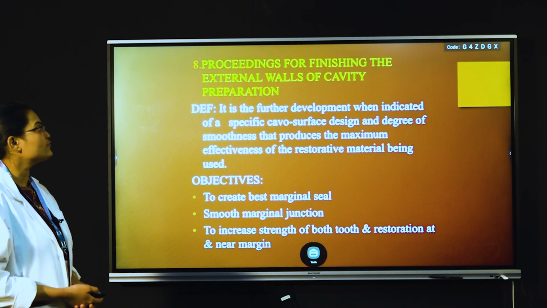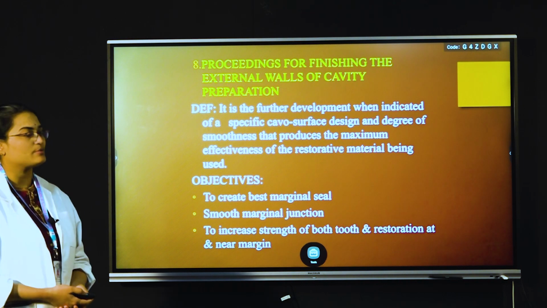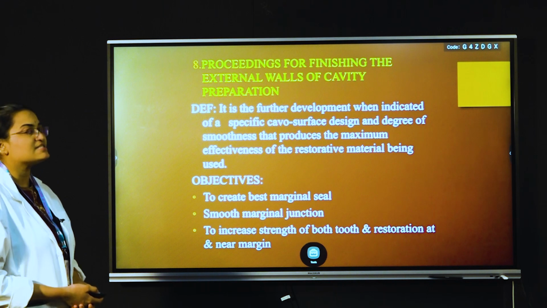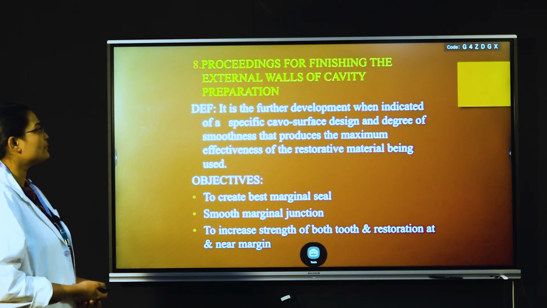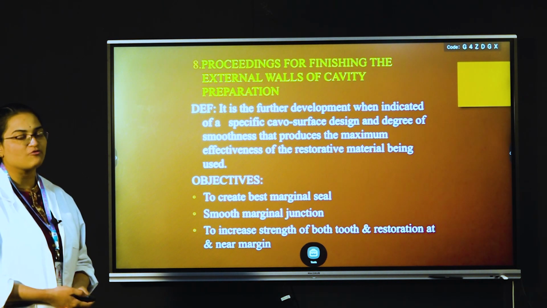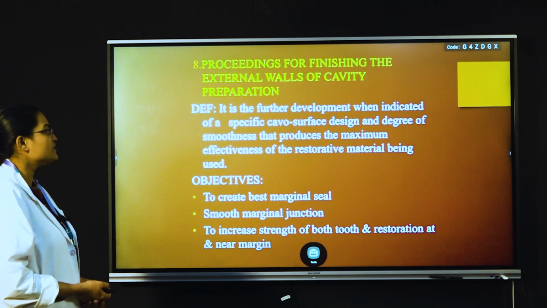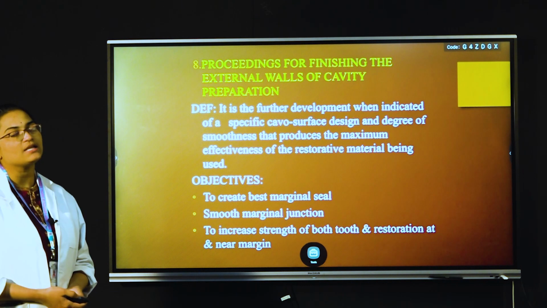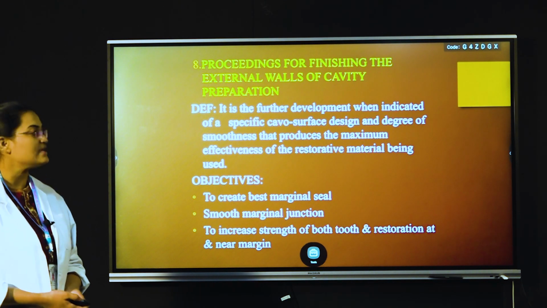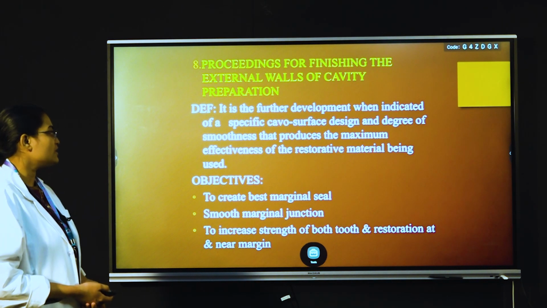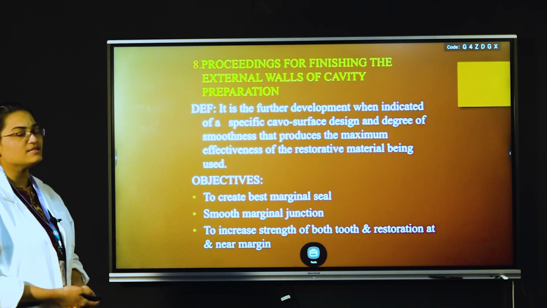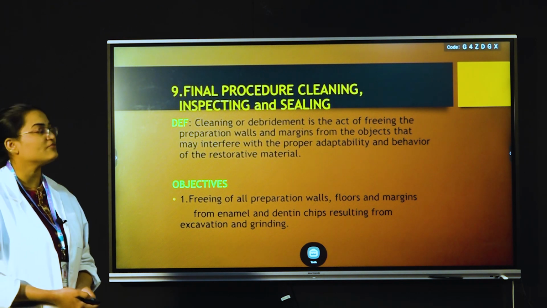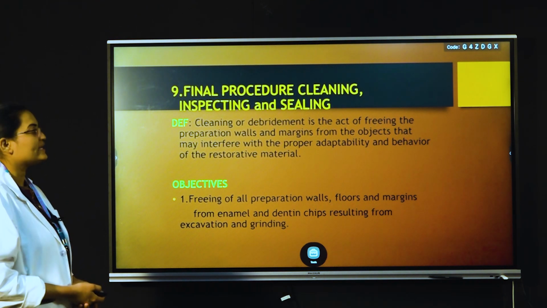Coming to the finishing of external walls of the cavity preparation, it is a further development, when indicated, of a specific cavosurface design and degree of smoothness that produces maximum effectiveness of the restorative material being used. The objective is to create a good marginal seal, that means a smooth finish between the restorative material and the external tooth surface, a smooth marginal junction, and also to increase the strength of the tooth and the restoration at the margins. Coming to the ninth one, the final procedures of cleaning, inspecting and sealing.